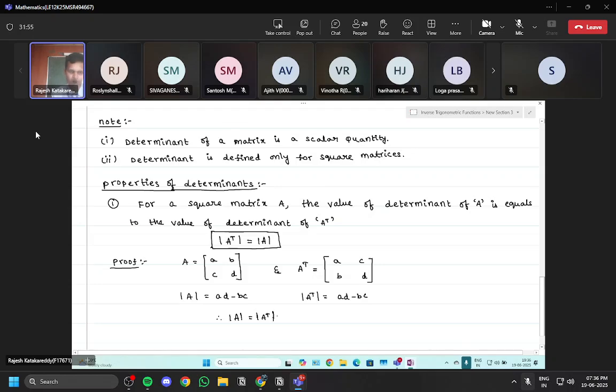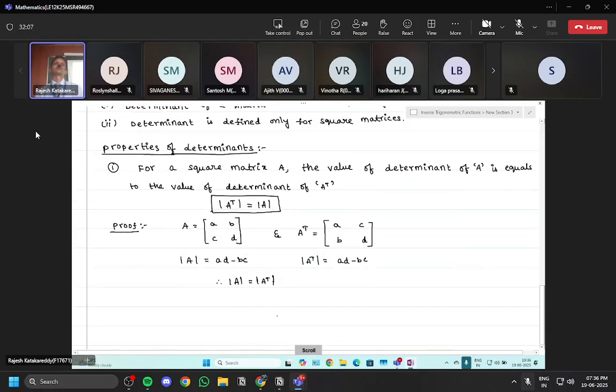This is true for all square matrices. Clear? Determinant value remains unchanged even though we take transpose. Clear? That is the first property. Understood this property? Any doubt in this? Anybody?